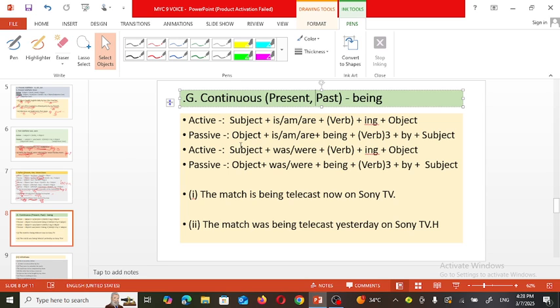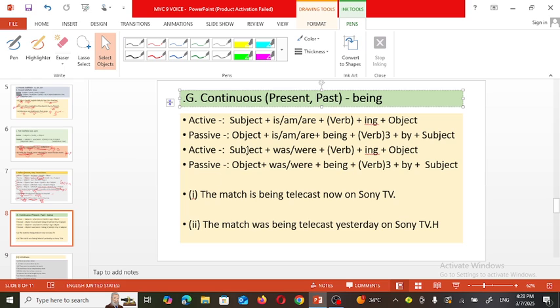Okay. Sita is writing a letter. A letter is being written by Sita. Now, when the sentence is in the past continuous tense: boys were playing cricket. Cricket was being played by boys.